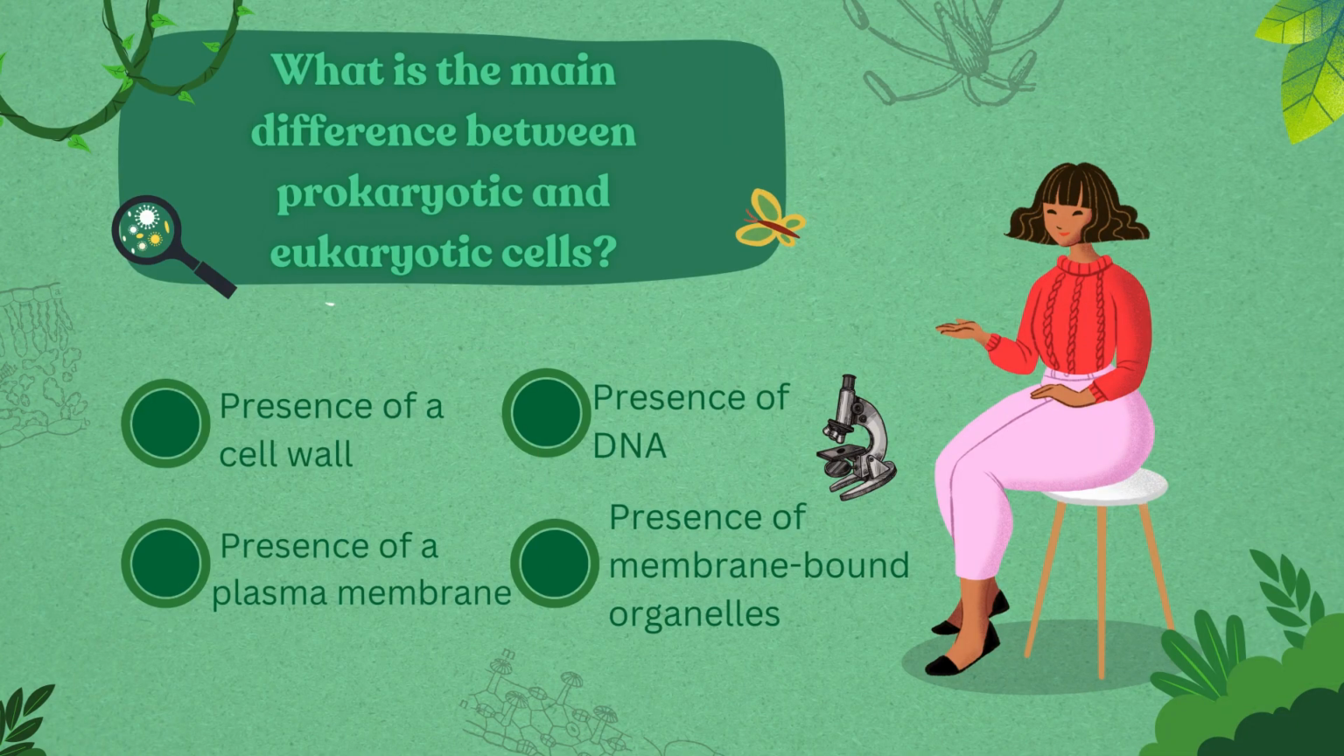What is the main difference between prokaryotic and eukaryotic cells? Presence of a cell wall, presence of a plasma membrane, presence of DNA, presence of membrane-bound organelles. Answer: 4. Presence of membrane-bound organelles.